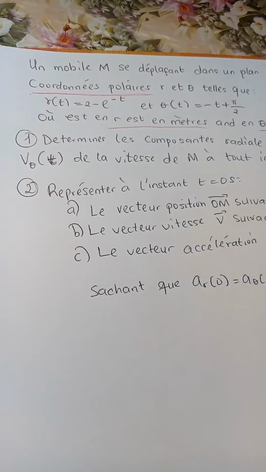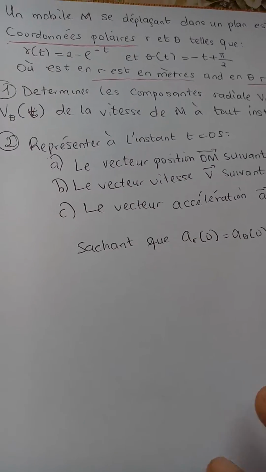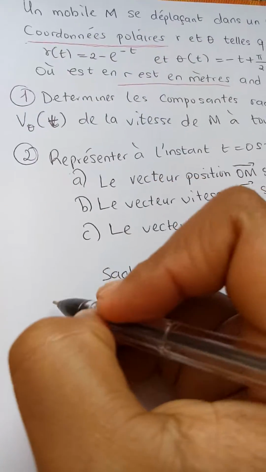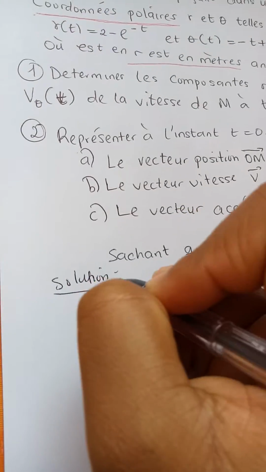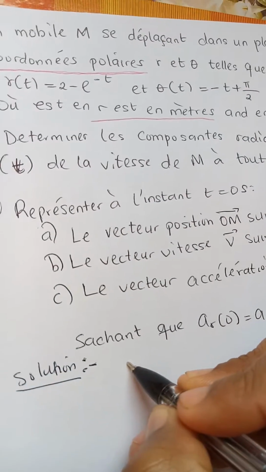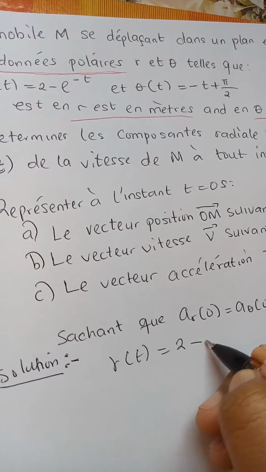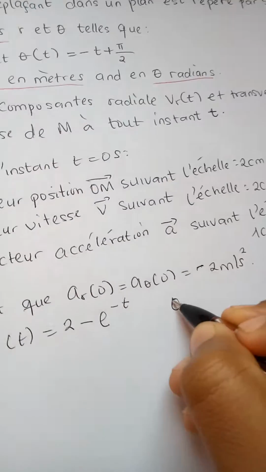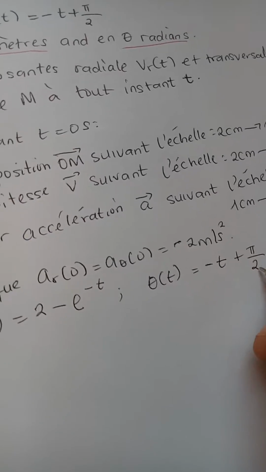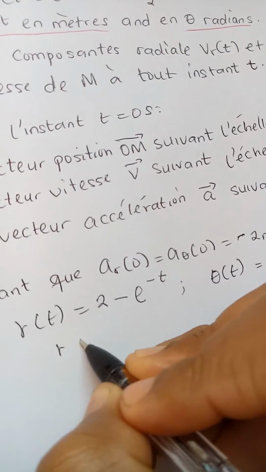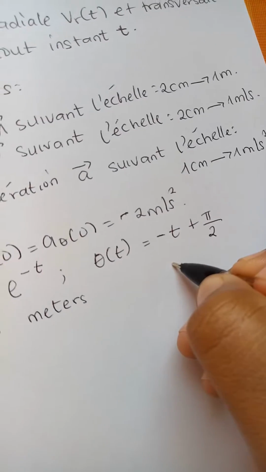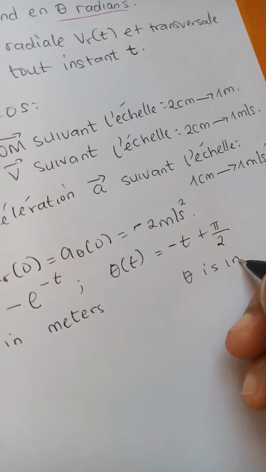Okay, for me, first and foremost, I like bringing out the données. That's the given details of that particular question. So solution, especially in physics, most especially in physics. So solution, we've been given R of t to be 2 minus e to the minus t, and we've been given θ of t to be equal to minus t plus pi over 2. And then they said R is in meters, and θ is in radians.